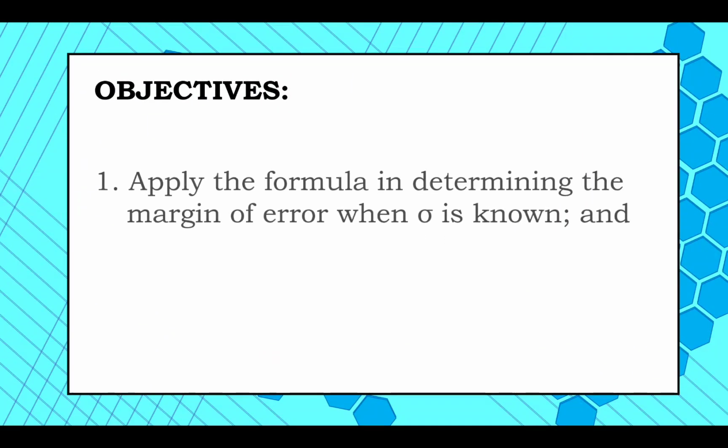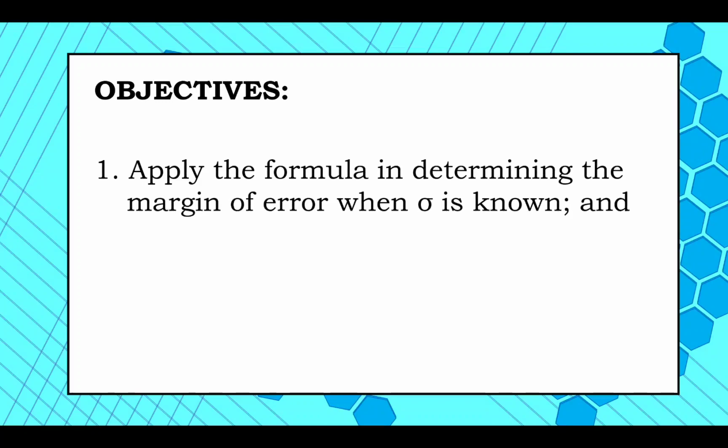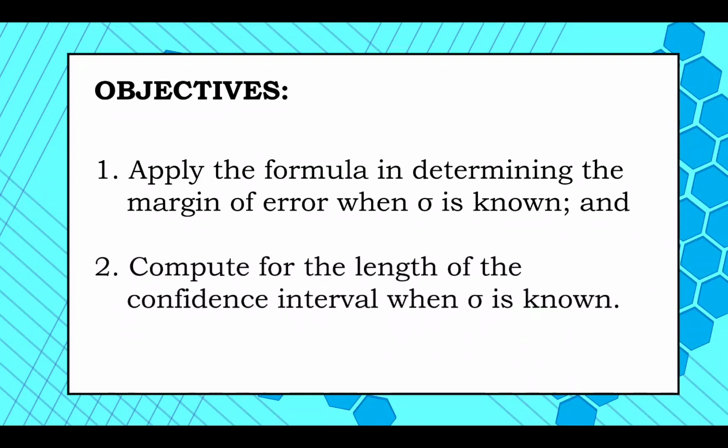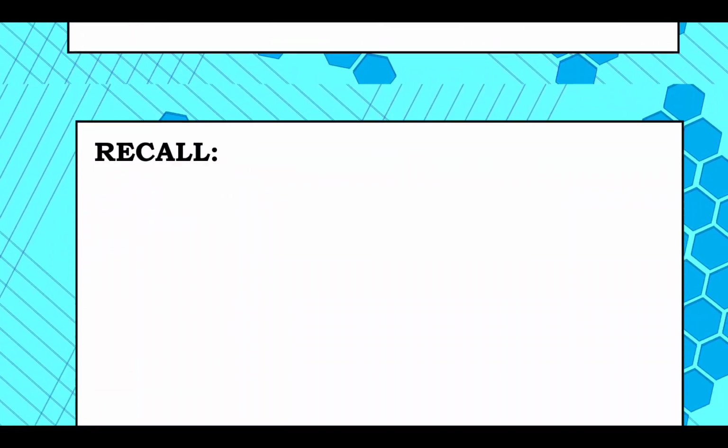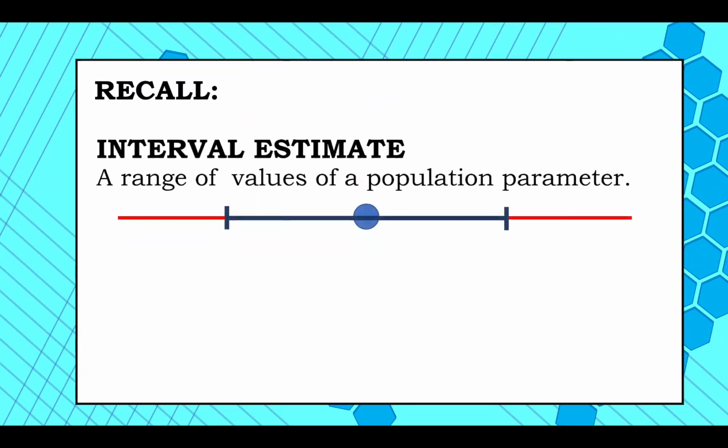In this video, you will learn to apply the formula in determining the margin of error when the population standard deviation is known, as well as to compute for the length of the confidence interval when the population standard deviation is known. On the previous video, we already learned interval estimate, which is a range of values of a population parameter. Its lower limit is equal to mean minus the margin of error, while the upper limit is equal to mean plus the margin of error.